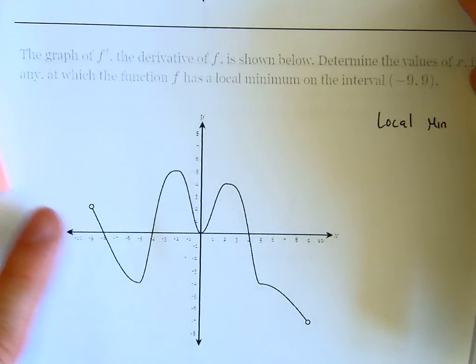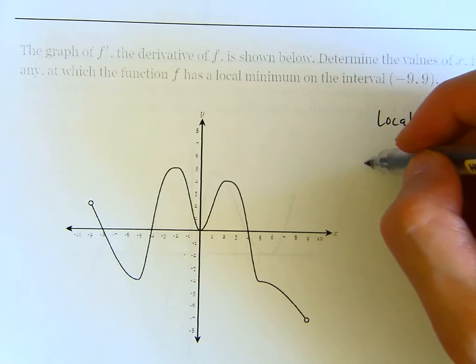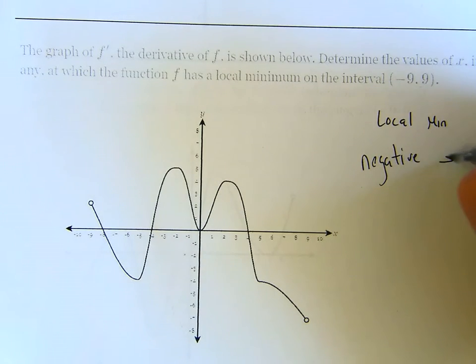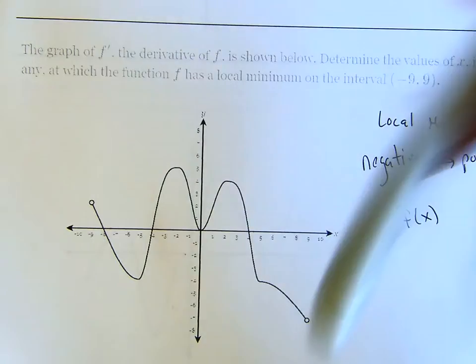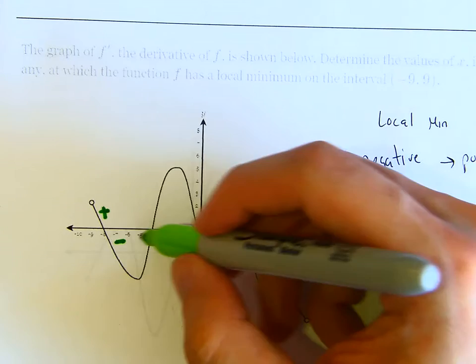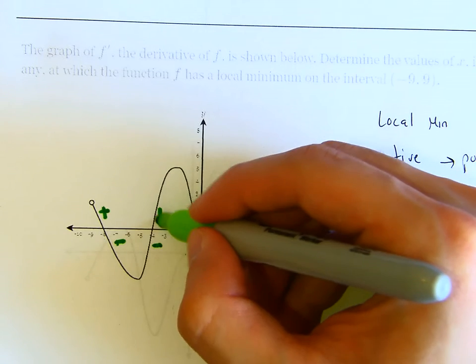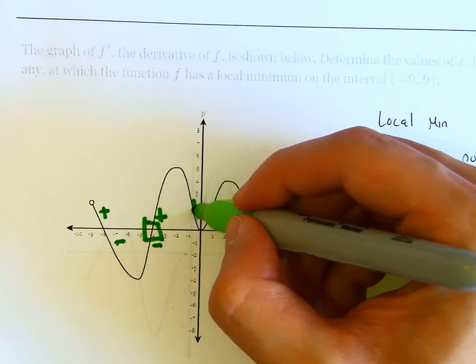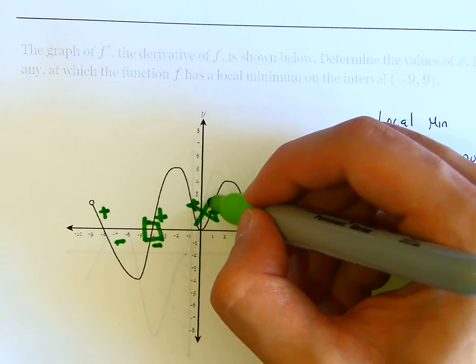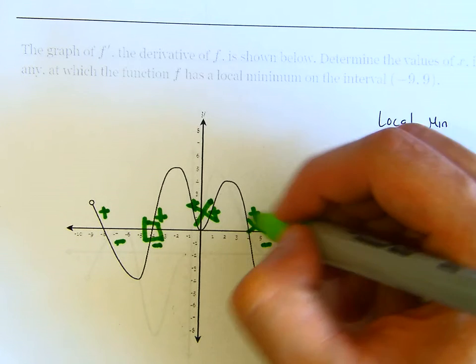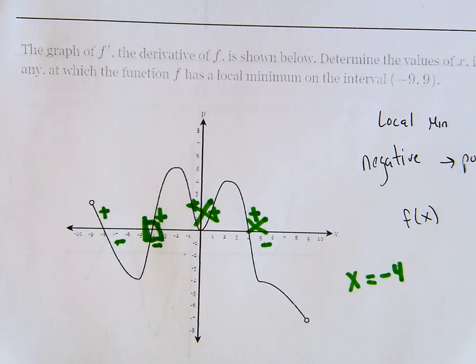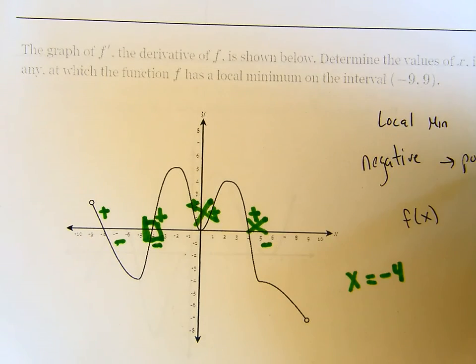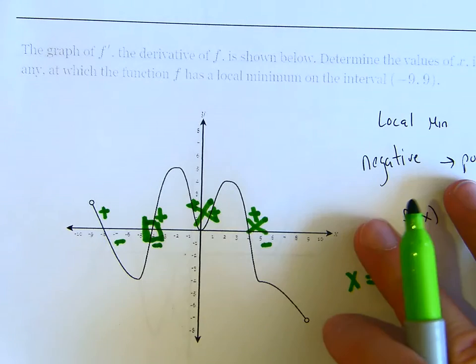Where would a local min be over here? We want to go from negative to positive. So where would a local min be at f of x? This goes positive to negative, so we don't want this one. This one goes negative to positive, so this is good. This is positive to positive, and this is positive to negative. So it would be right here at x equals negative 4. Here is where the graph is going from negative to positive, so there must be a local min at f of x.